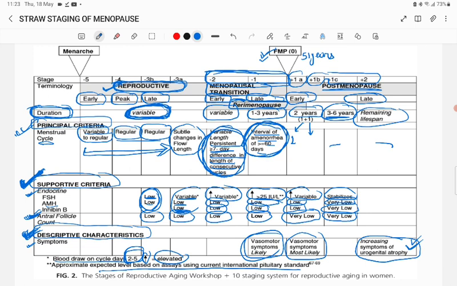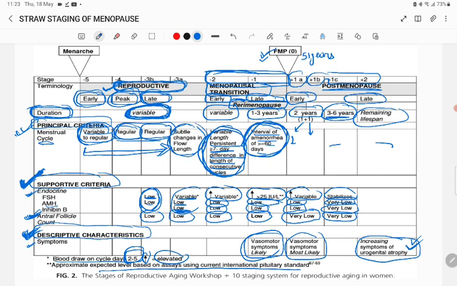Then first is the reproductive age. It is divided into early reproductive age, peak, and late. The duration is variable. Then in the reproductive age, what is the principal criteria? It is the menstrual cycle. In the early phase, it is variable to regular. Then the cycle length is gradually regular in the late reproductive age group, and subtle changes in the flow in the late phase.